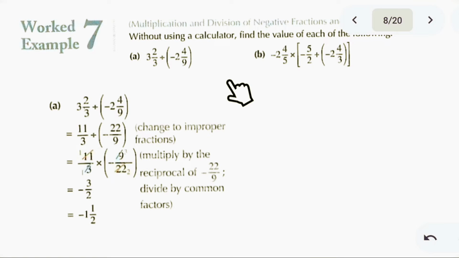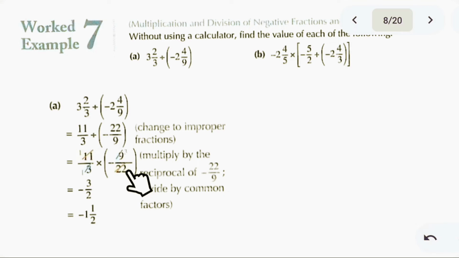In worked example 7, we are going to understand the concept of multiplication and division of negative fractions. In the first part we have example 3 2/3 divided by minus 2 4/9. The first step is again the same, the conversion of the mixed fraction into a simple fraction. After converting them, the division sign will be changed into a multiplication sign, and the fraction will be reversed.